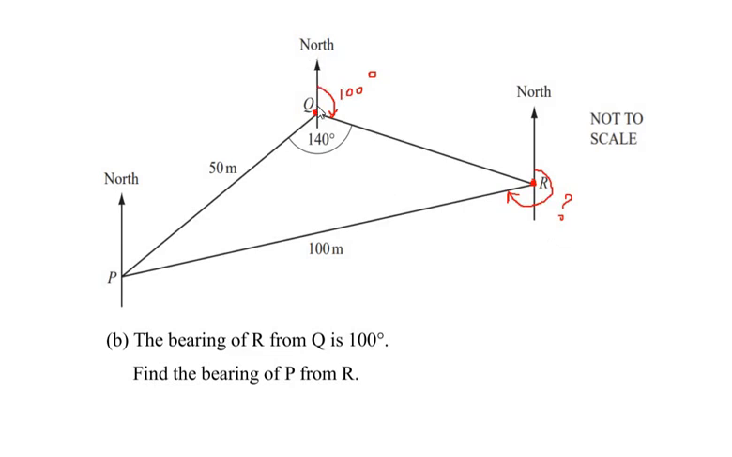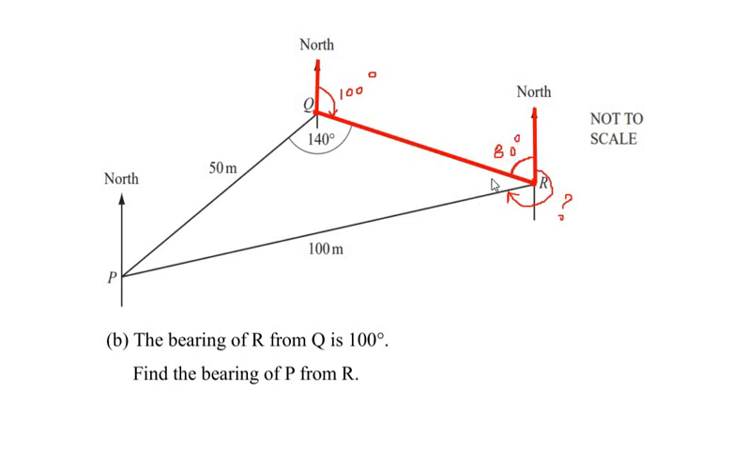Now let us consider the north directions which they have given over here. So the two north lines are parallel to each other and the line QR acts as a transversal line cutting the two parallel lines. So this angle Q and this angle R are going to form the co-interior angles of the given parallel lines. So the addition of these two angles should be 180 degrees because they are co-interior. So if this is 100 degrees, this is going to be 80 degrees. So we have found out this angle.